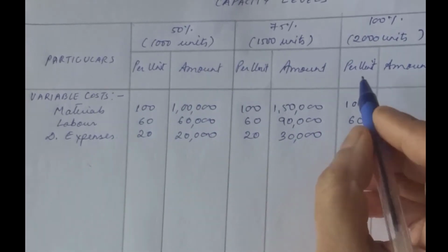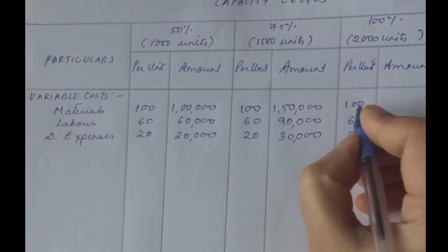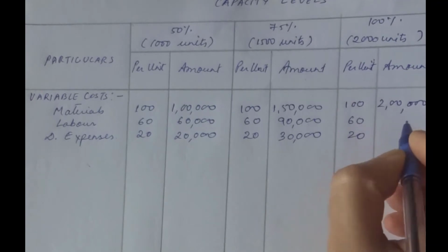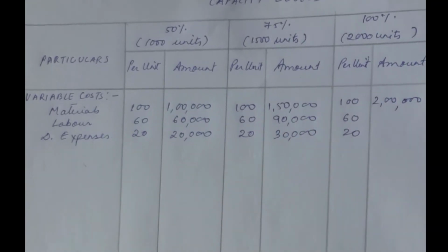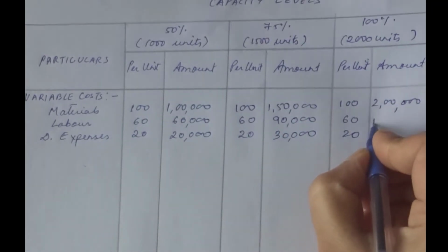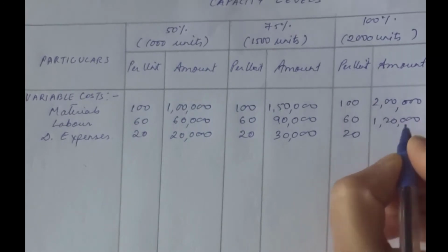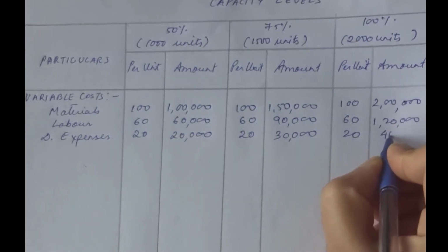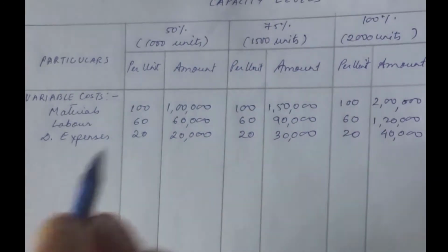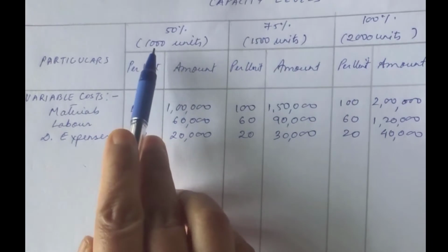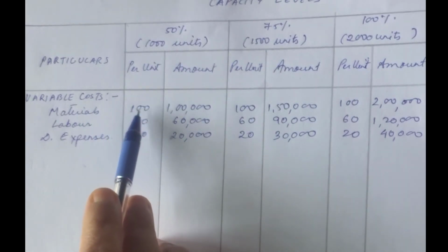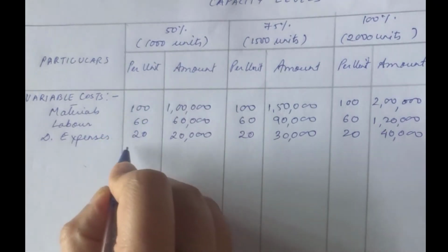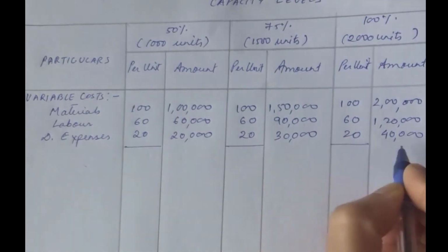Next, 1,000 into 100 into 2,000 will be 2 lakh rupees. And 60 into 2,000 will be 1,20,000. 20 into 2,000 will be 40,000. So if you have to find out the amount, you have to multiply the units with the rate. Whatever the rate is given, you have to multiply with the units. Next, we will see the total of all this now.